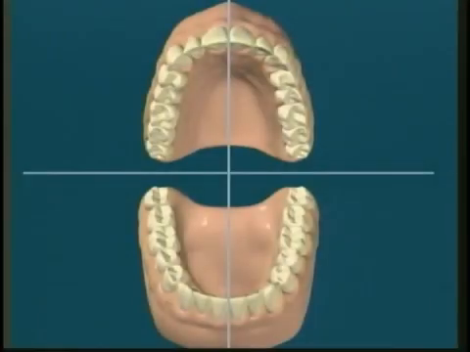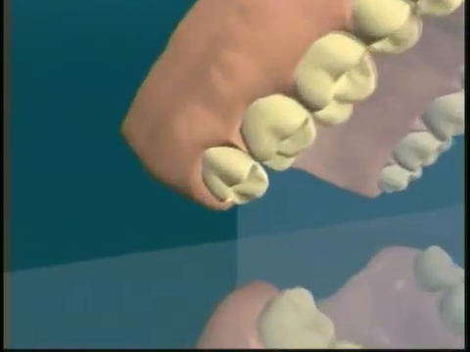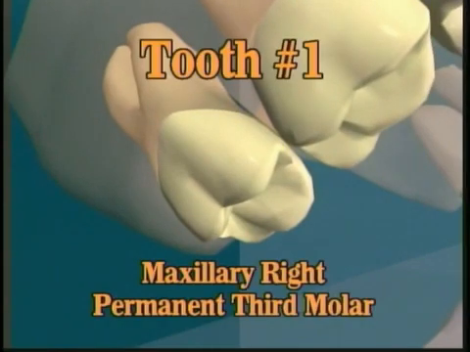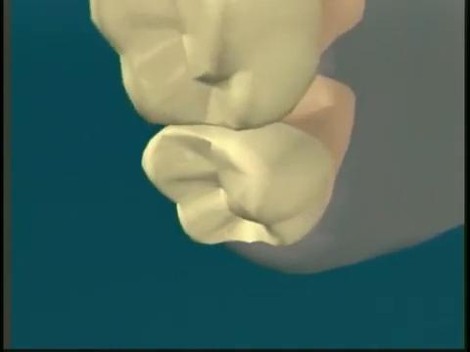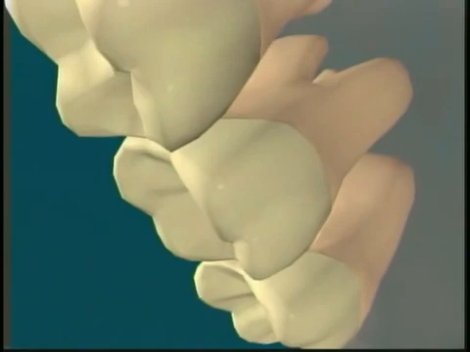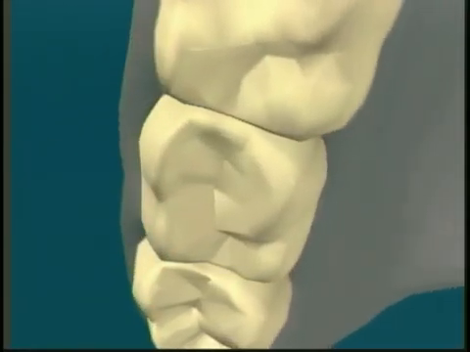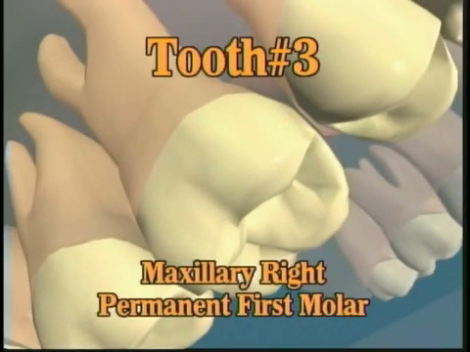Let's look at each tooth in the permanent dentition using the universal system of identification. Starting in the maxillary right posterior area, we begin with tooth number 1, the maxillary right permanent 3rd molar. Tooth number 2, the maxillary right permanent 2nd molar. Tooth number 3, the maxillary right permanent 1st molar.